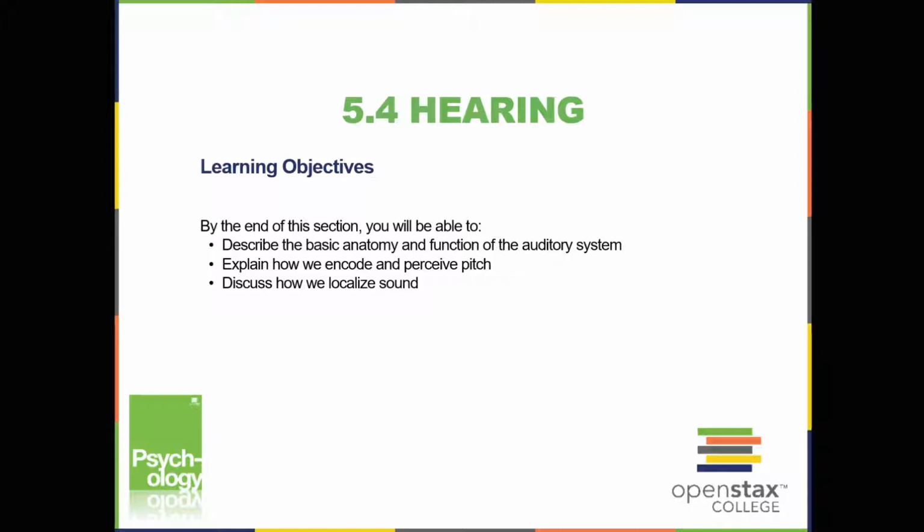This translates into our ability to hear the sounds of nature, to appreciate the beauty of music, and to communicate with one another through spoken language. This section will provide an overview of the basic anatomy and function of the auditory system. It will include a discussion of how the sensory stimulus is translated into neural impulses, where in the brain that information is processed, how we perceive pitch, and how we know where sound is coming from.